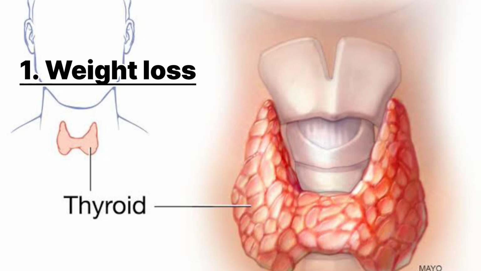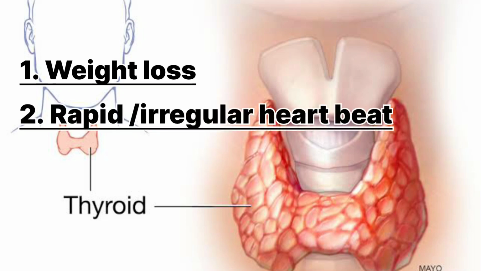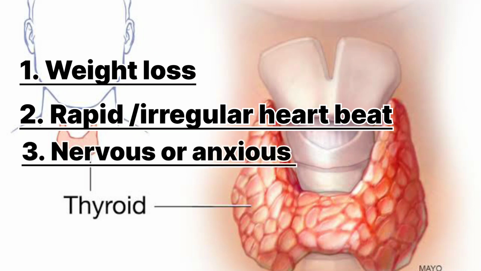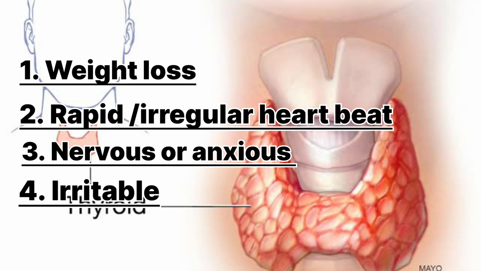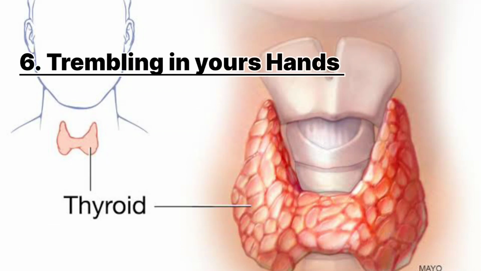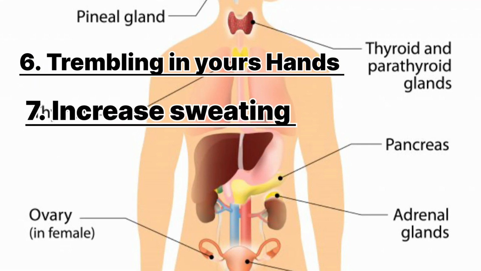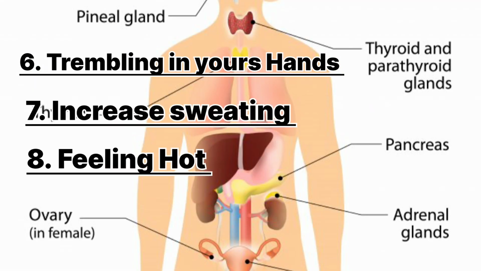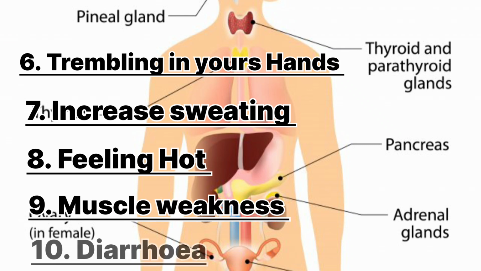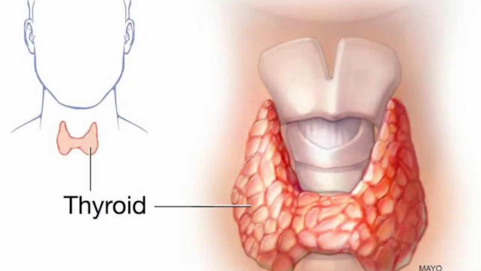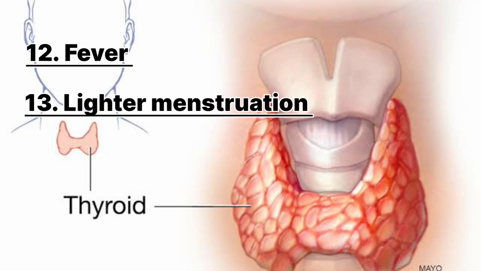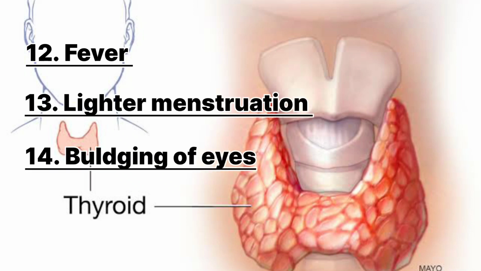Eating more than usual, rapid or irregular heartbeat or pounding of your heart, feeling nervous or anxious, feeling irritable, trouble sleeping, trembling in your hands and fingers, increased sweating, feeling hot when other people do not, muscle weakness, diarrhea or more bowel movements than normal, fever and lighter menstrual periods than normal, and changes in your eyes that can include bulging of eyes, redness or irritation.